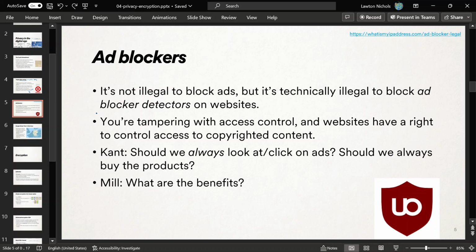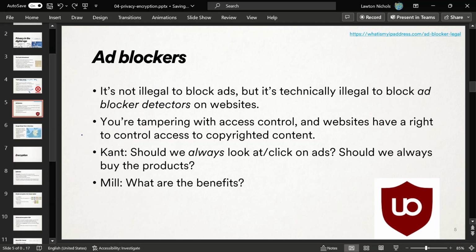And the reason that gets shot down is that at that point you are tampering with that website's form of access control, and it's been ruled that websites have a right to control access to things they are showing to you. For example, a news website like the New York Times. If you go to it too many times and you don't have an account, it locks you out. Or if you have an ad blocker, it locks you out. They're showing you copyrighted content, right? They're showing stuff that their editors wrote. So they have a legal right to keep you from looking at it without them making money, right?